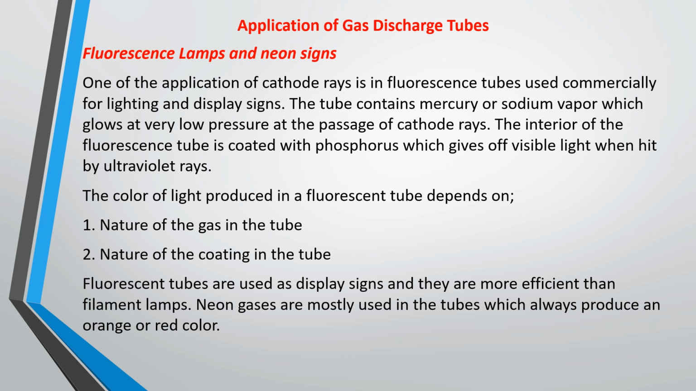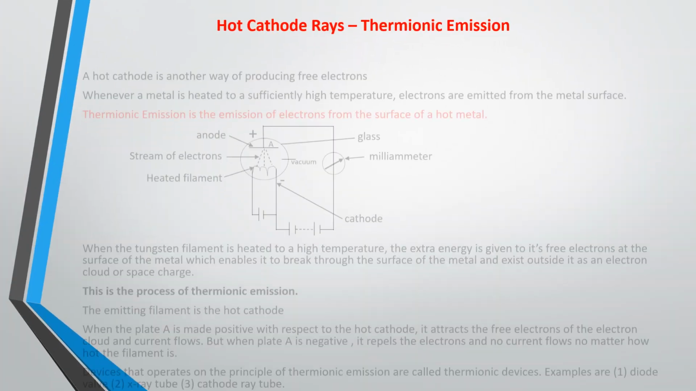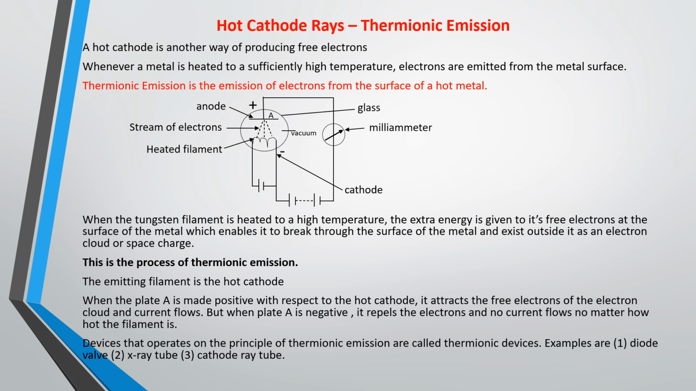All right. So now we'll also look at other types of cathode rays. In this instance, we're looking at hot cathode rays. And the phenomenon is known as thermionic emission. A hot cathode is another way of producing free electrons.